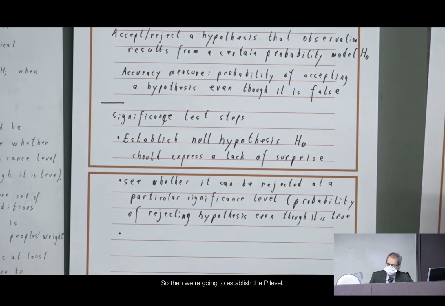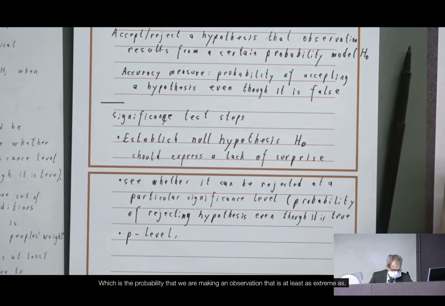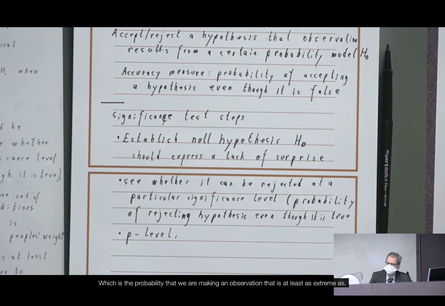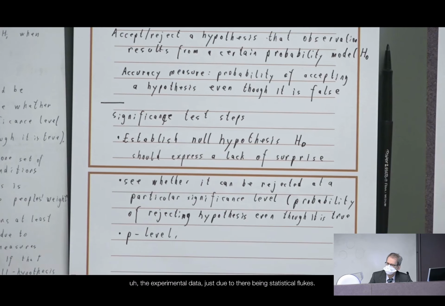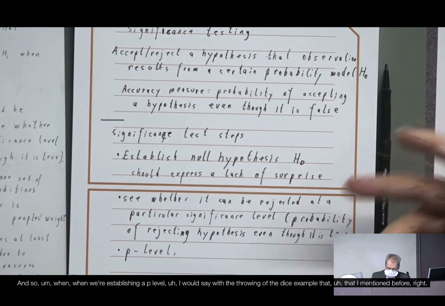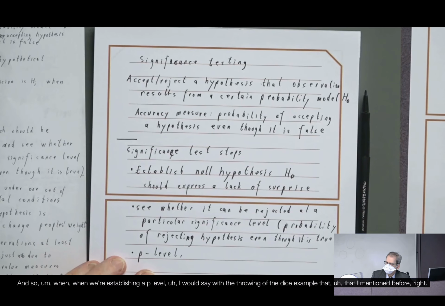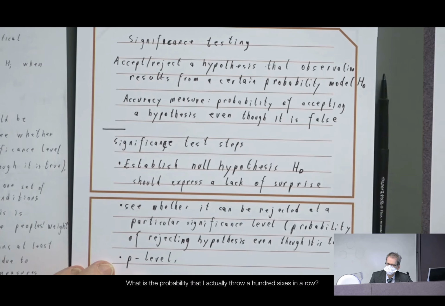So then we're going to establish the P level, which is the probability that we are making an observation that is at least as extreme as the experimental data, just due to there being statistical flukes. And so when we're establishing a P level, I would say, with the throwing of the dice example that I mentioned before, what is the probability that I actually throw 100 sixes in a row? And that would tell me, well, what's the likelihood that just by statistical fluke I get this observation that I might observe in practice?